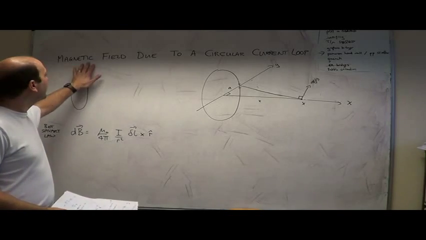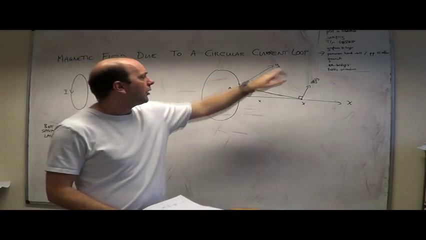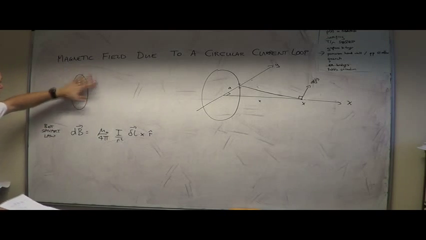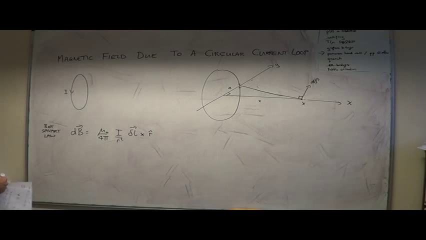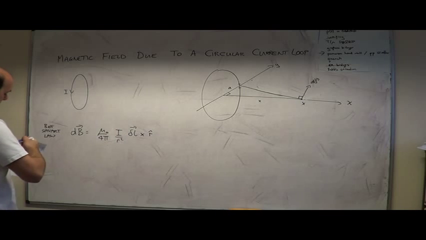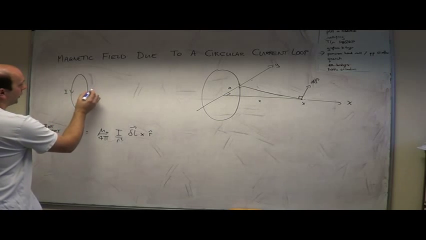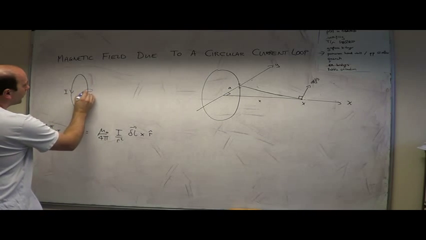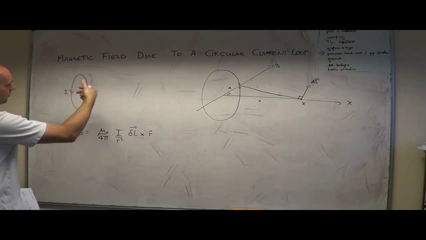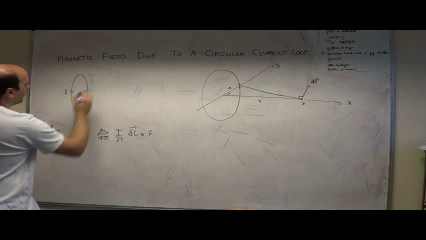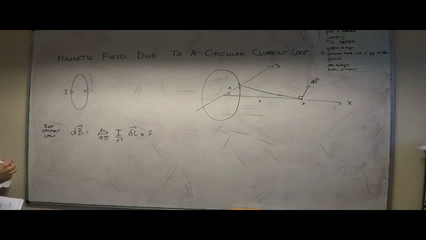I want to calculate the magnetic field due to a circular current loop. So let's first just think about a circular current loop. The magnetic field that will be induced by the current is of course in loops itself. So close to that wire, by the right hand rule, there will be a magnetic field line like that.